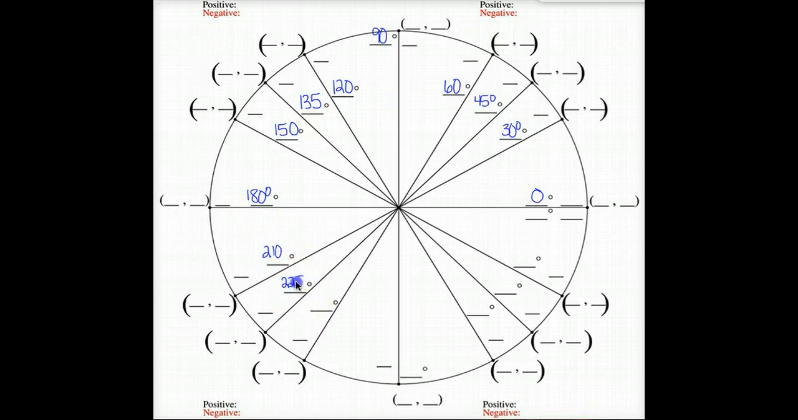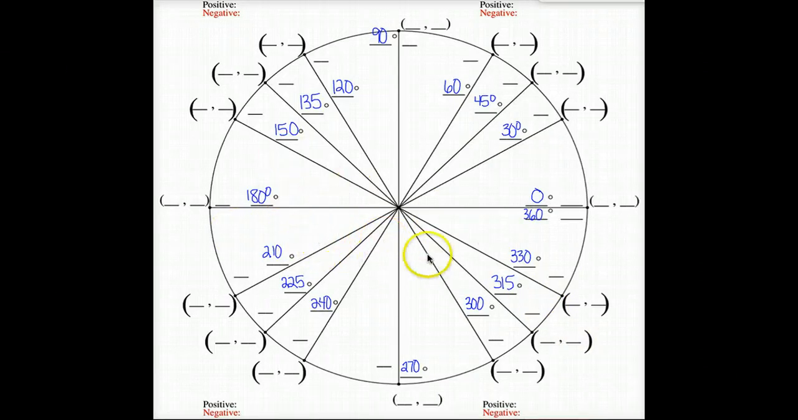15 degrees more than that is 225. Then 240. Our quadrantal here is 270. 30 more degrees is 300. Then 315. Then 330. And then finally, when we've made a full rotation, we get to 360 degrees.